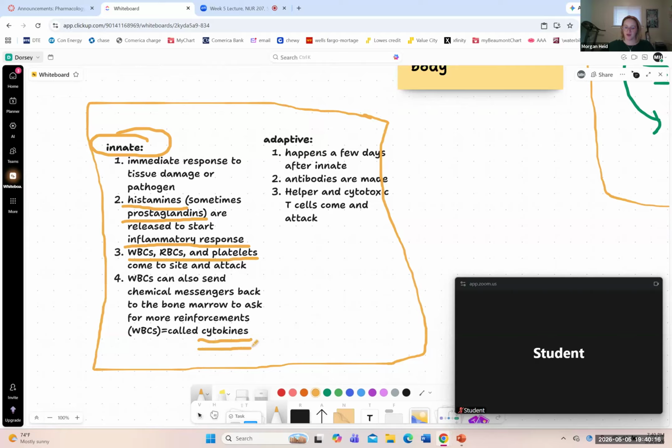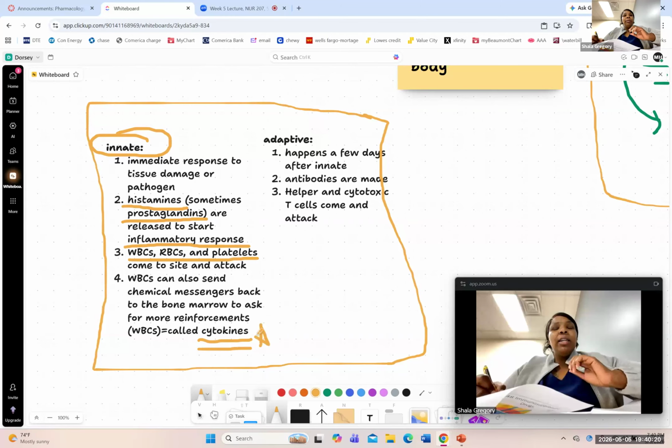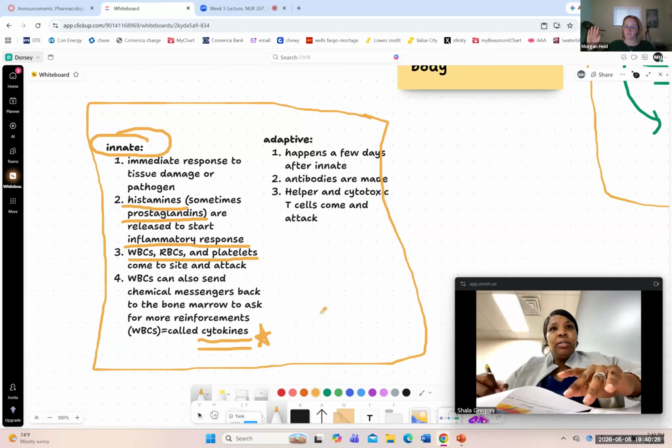Does anybody have any questions about that? So the cytokine communicates with the bone marrow to make more white blood cells, so that they can be released and go fight. Yep. That's it.